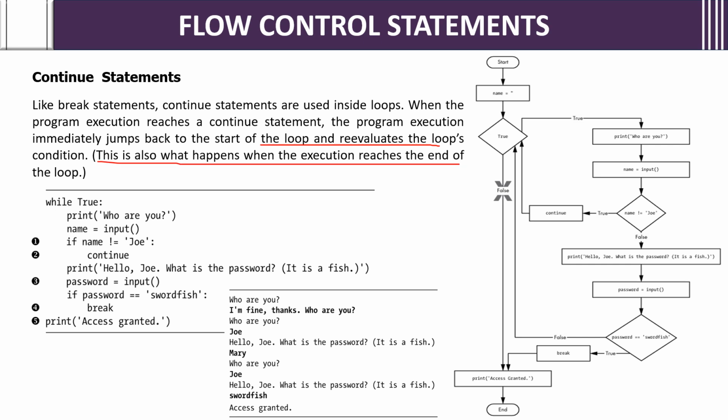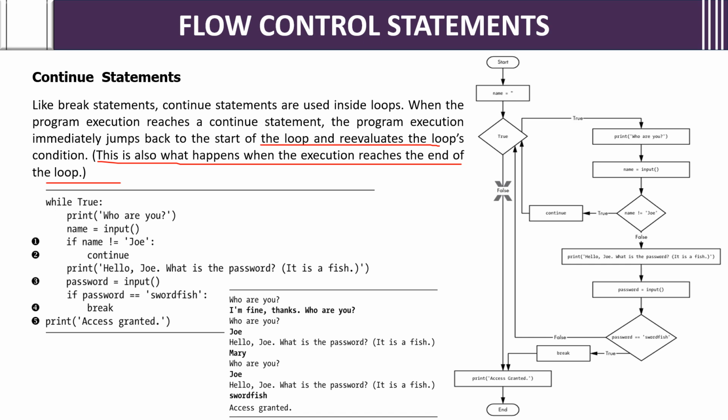This is also what happens when the execution reaches the end of the loop. If the execution reaches the end of the loop, it goes back to the loop to check the condition. In the same way, if it sees a continue somewhere in the loop, it will go back to the loop and check the condition again. The continue statement does the same.